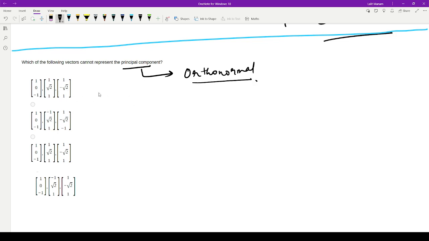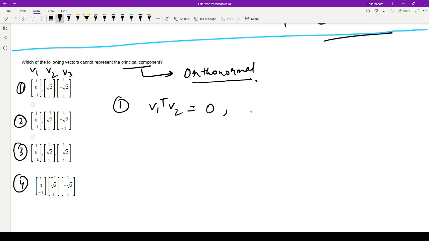Given this, we'll try out the first one. So let us call these first vectors as v1, second vectors as v2, and third vectors as v3. So I'll write the option numbers here. The first one is what? v1 dot product with v2 is what? 0. Okay. v2 dot product with v3 is also, this is what? 1 into 1 plus 1 into 1, 2 minus 2, 0.